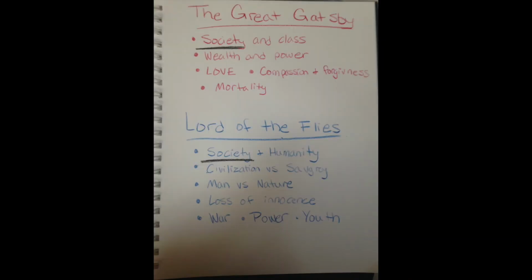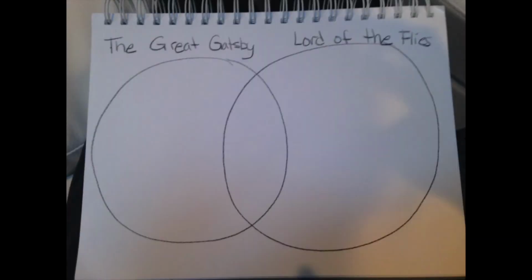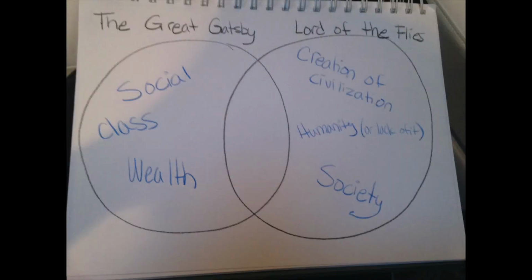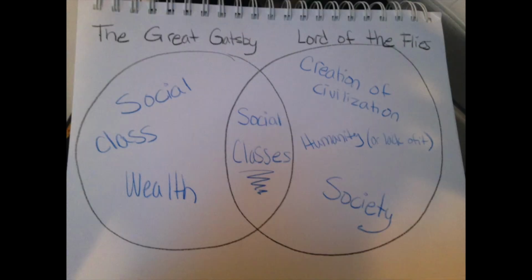Each story has a main theme about high status and society. The Great Gatsby leans more towards social class and wealth, and Lord of the Flies leans more towards creation of civilization, humanity, or lack of it, and society. In both novels, social classes are present, but simply formed by different situations that happen.